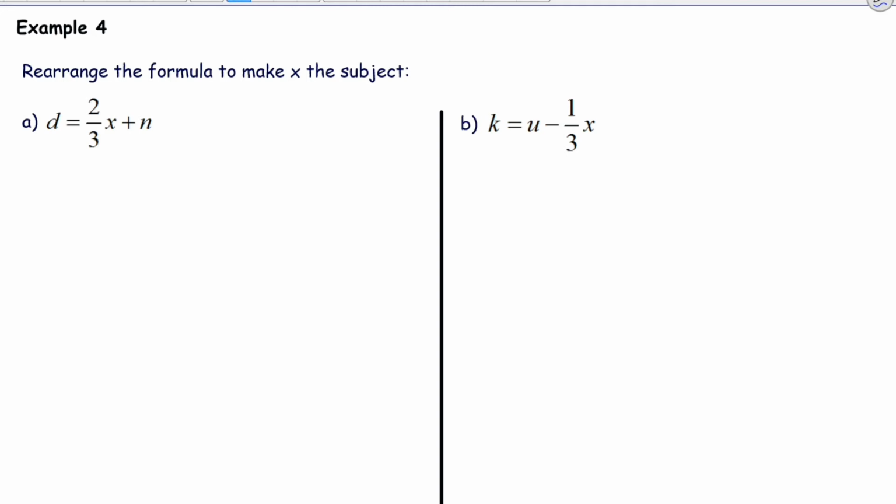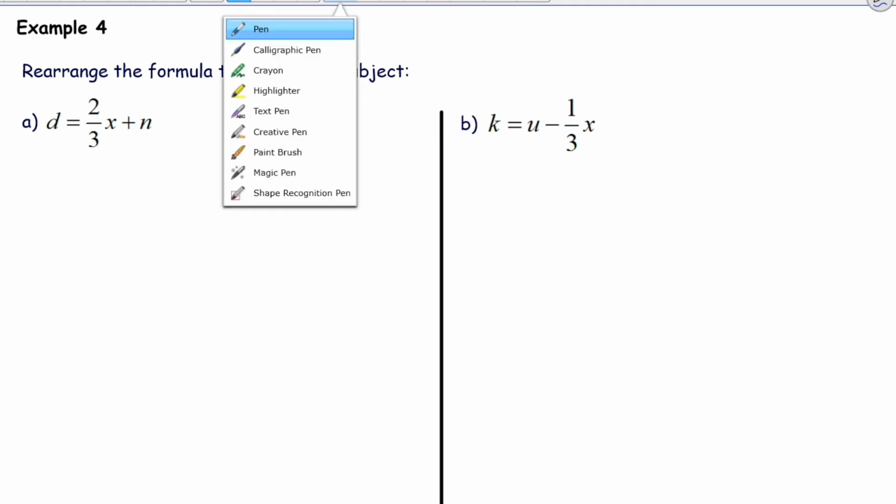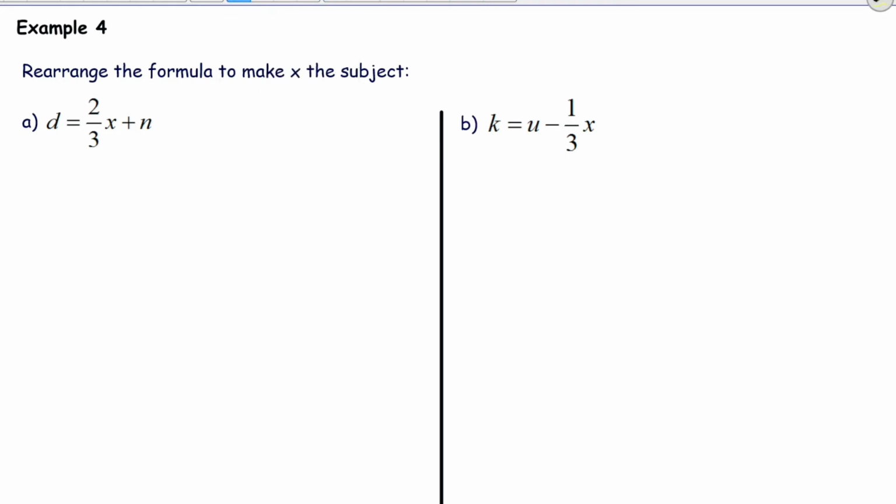The first step is that we want to have x on one side, but there's something that has been added to 2/3 of x. We need to get rid of this positive n, and the opposite of adding n is subtracting n. So that will be our first step, subtracting n from each side. And what you'll end up with is d minus n is equal to 2 over 3 x.